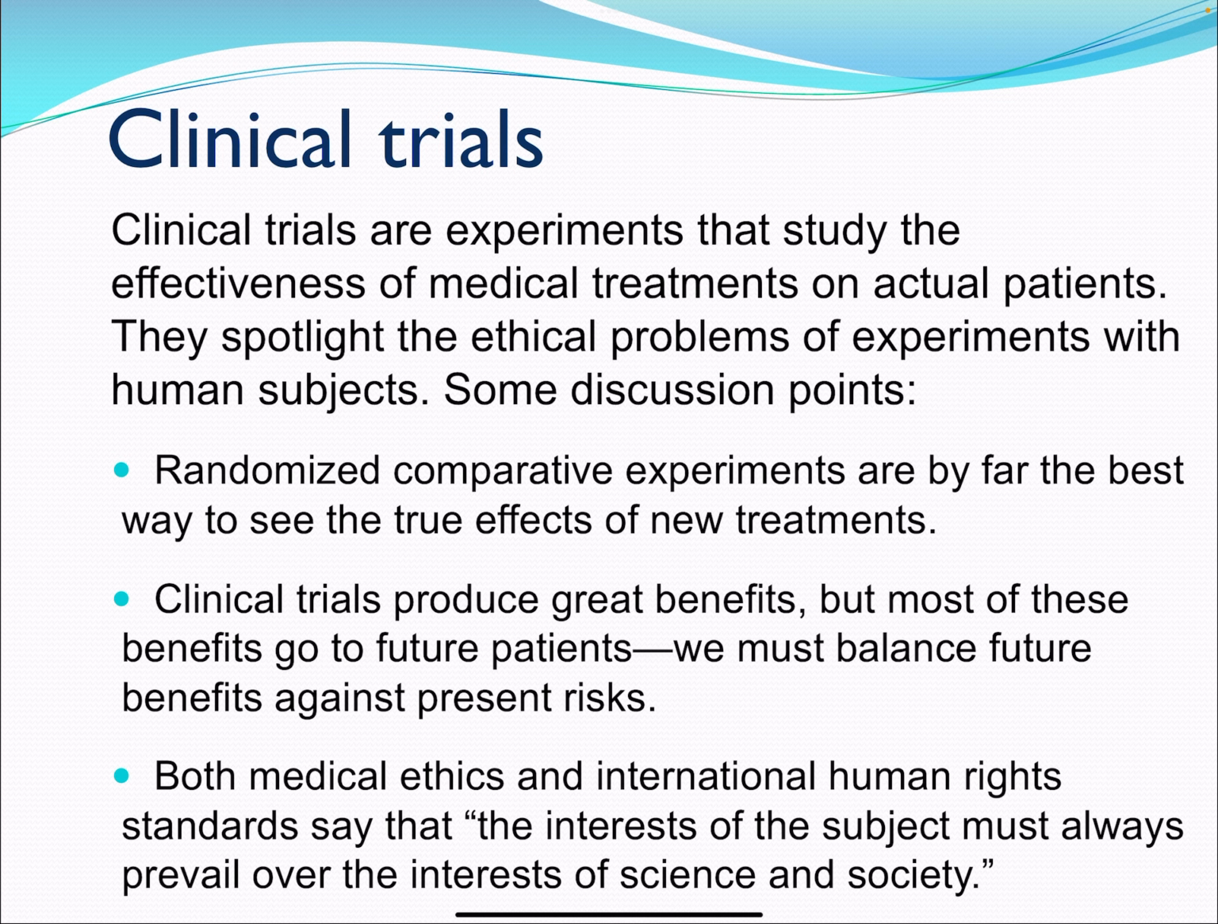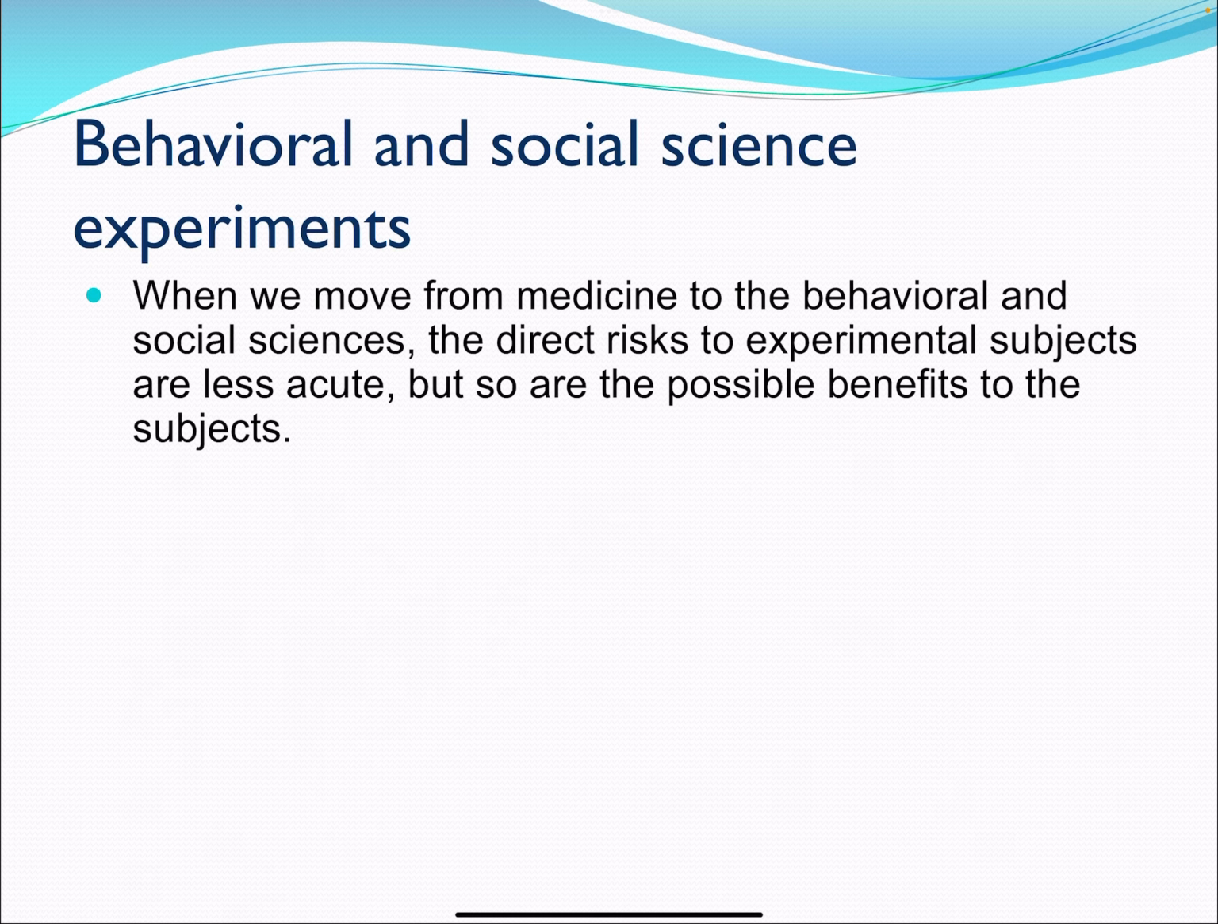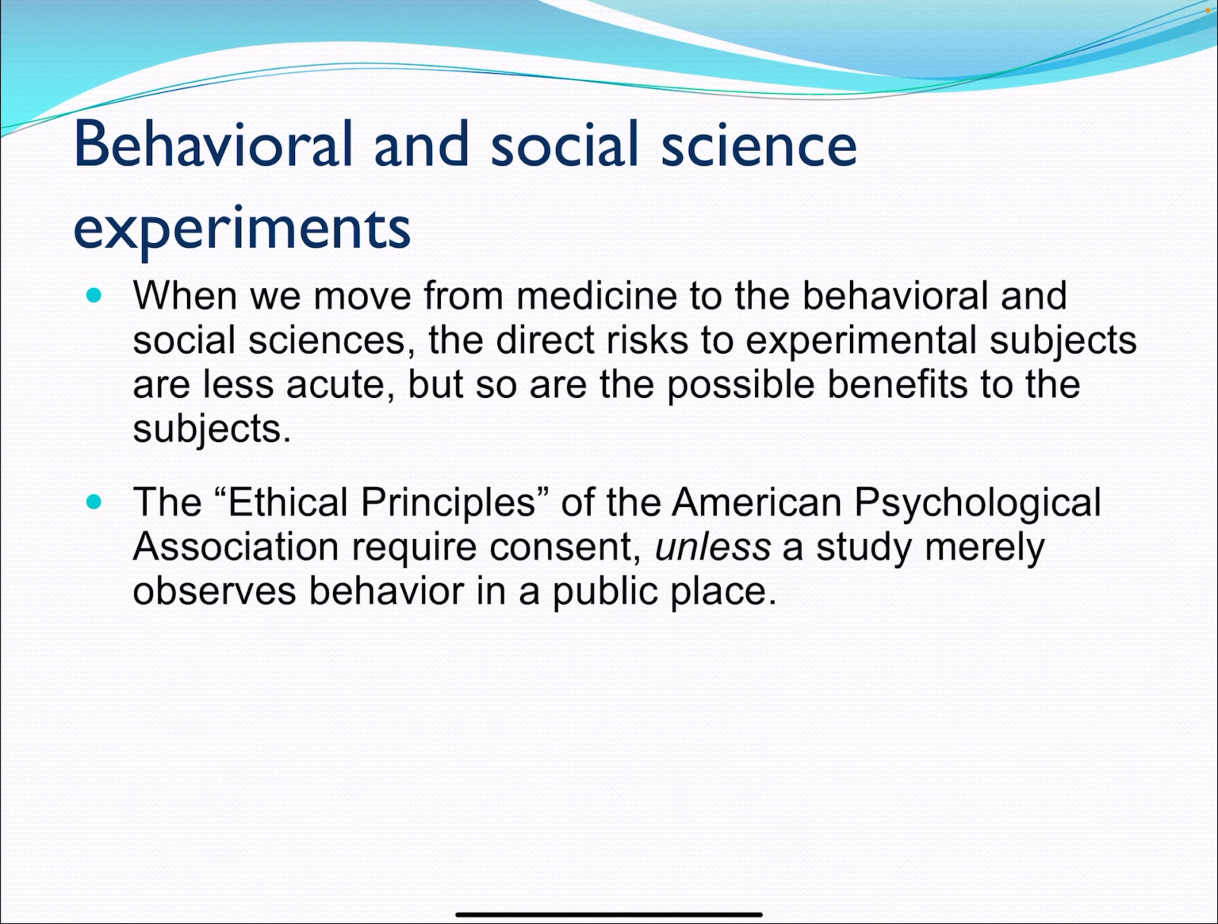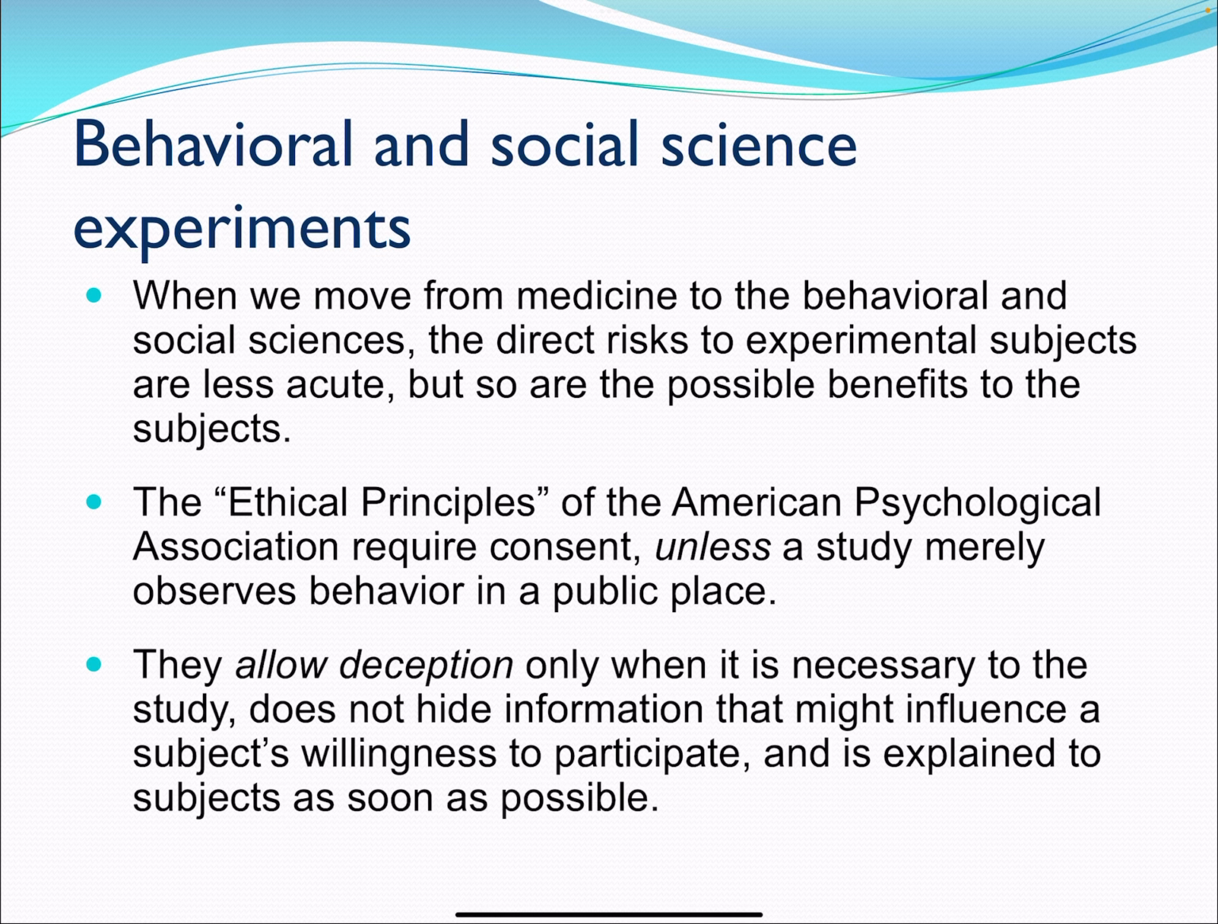Both medical ethics and international human rights standards say that the interests of the subject must always prevail over the interests of science and society, right? Doctors take an oath to do no harm. When we move from medicine to the behavioral and social sciences, the direct risks to experimental subjects are less acute, but so are the possible benefits. Ethical principles of the American Psychological Association require consent unless a study merely observes behavior in a quiet place, or in a public place. They allow deception only when it's necessary to the study, and they do not hide information that might influence the subjects' willingness to participate, and it's explained to subjects as soon as possible.